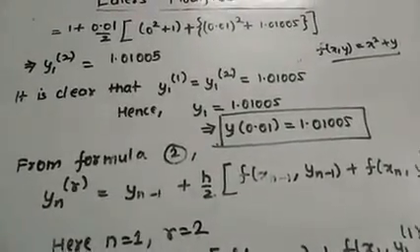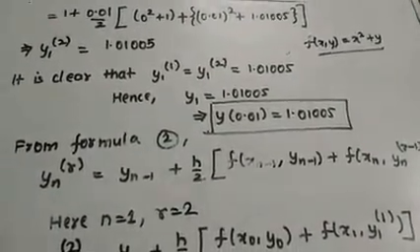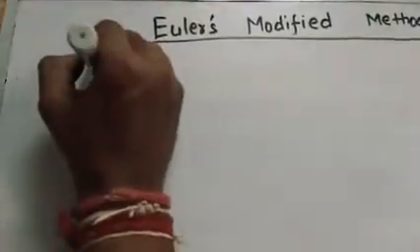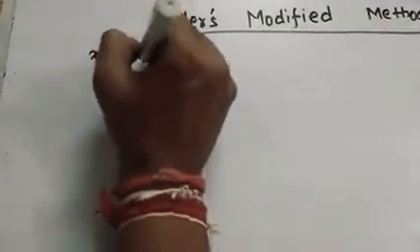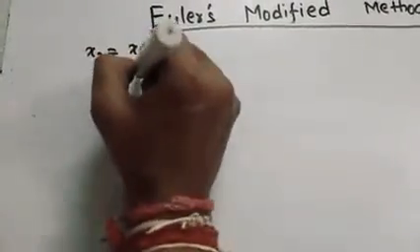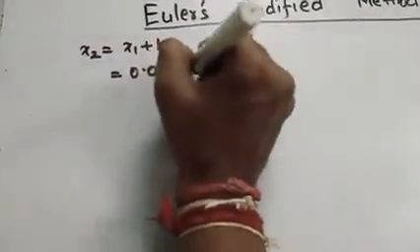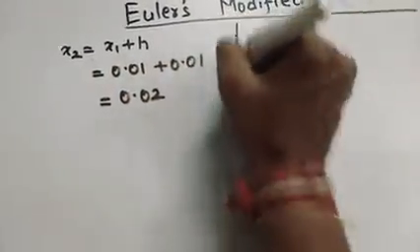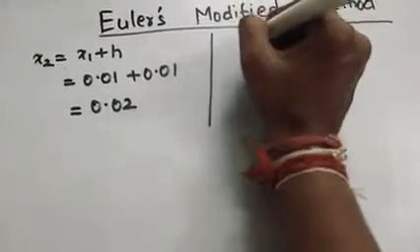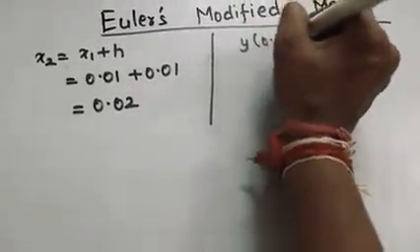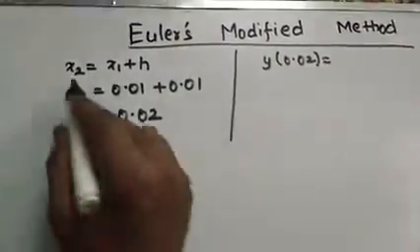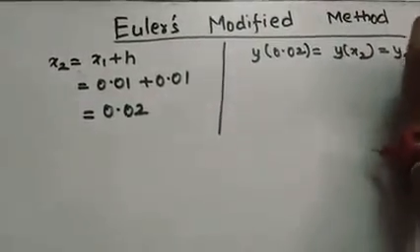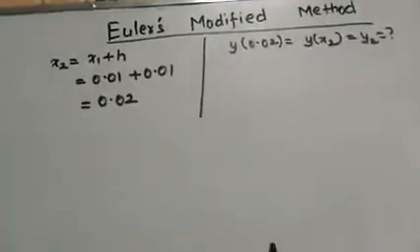Okay, so let's start finding our y2. First of all, we have to know what our x2 was. x2 is x1 plus h. x1 is 0.01, h is 0.01, so that is 0.02. What do we have to find? We have to find y of 0.02, which is nothing but y of x2, that is y2. So we have to find y2.